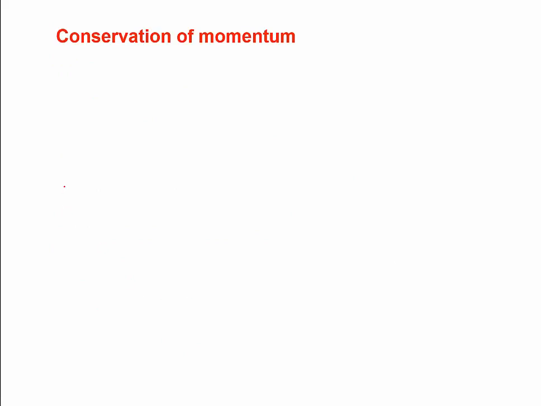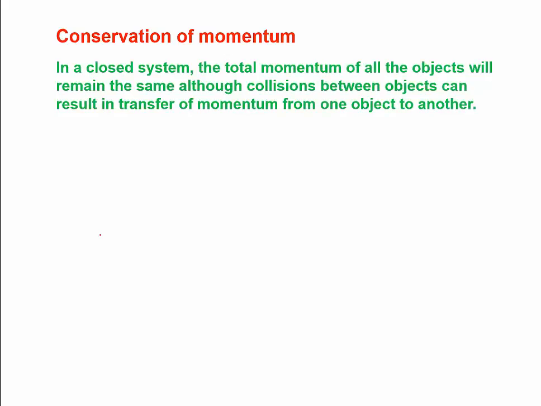All right, now an important concept, very important in astronomy, conservation of momentum. There are several physical quantities in the universe that are conserved. What does that mean? It means their total value does not change. Now, in a closed system, the total momentum of all objects will remain the same, although collisions between objects can result in transfer of momentum from one object to another.